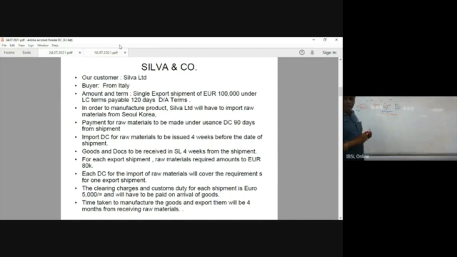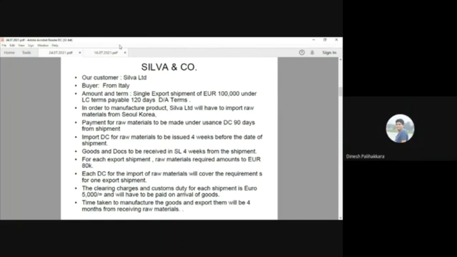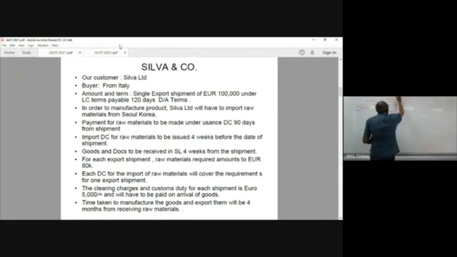Then we say the time taken to manufacture the goods and export them will be 4 months from the receiving of raw material. From this day, it will take 4 months to do the manufacturing and export. Right? It's 4 months. And then this is export.